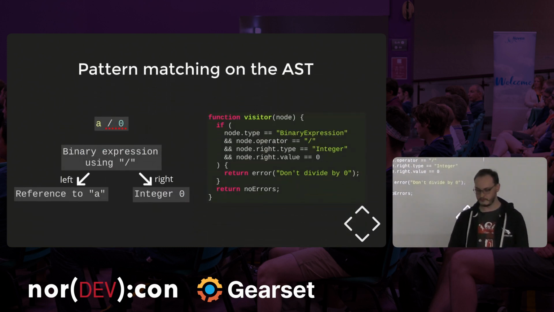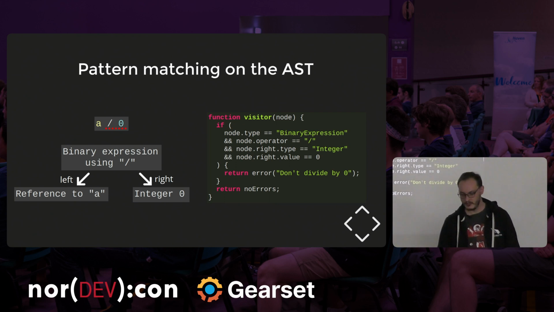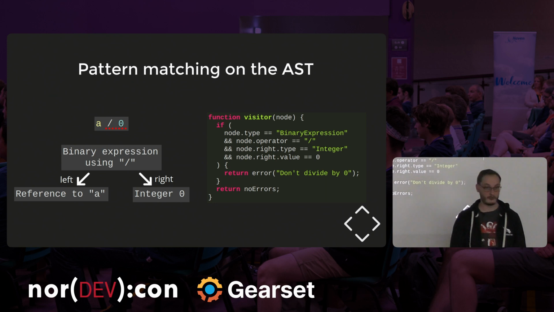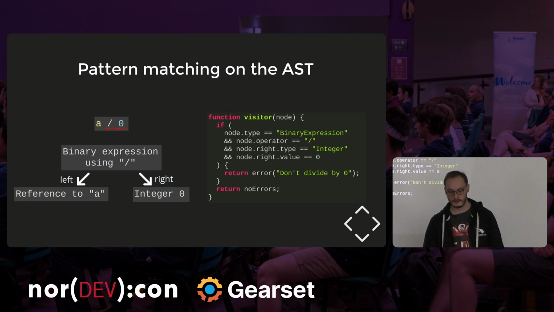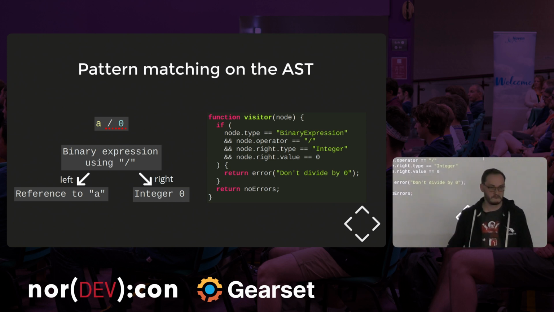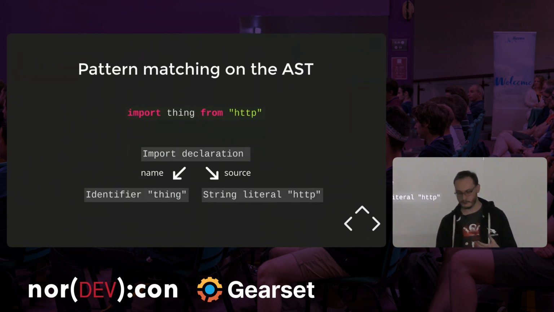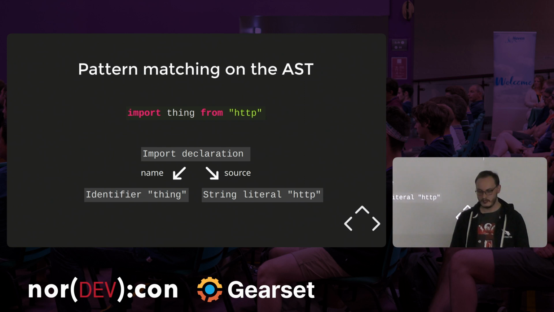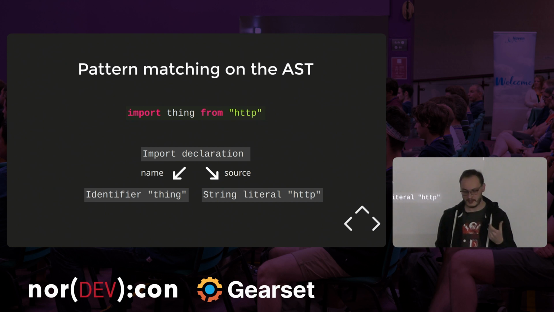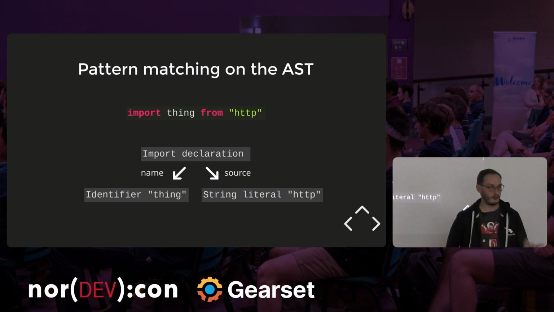Written as code, you can write it kind of like this, where you have a visitor, because this is called the visitor pattern. And basically you check, is the type of this node a binary expression? Is its operator slash? Is the thing on the right an integer? And is its value 0? If so, report an error, and otherwise, ignore it. And if we take that back to our example for the HTTP import, the node we're going to care about is the import declaration node, where if the source happens to be HTTP, then we're going to report that.